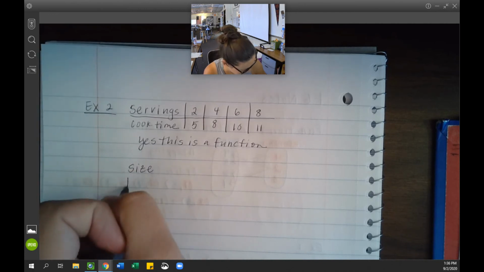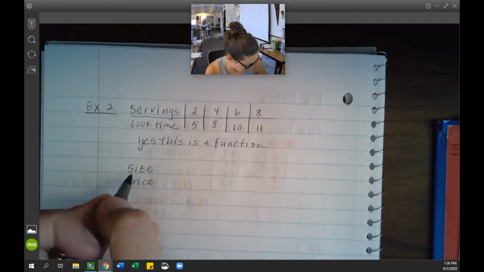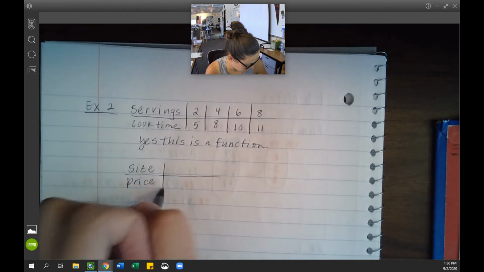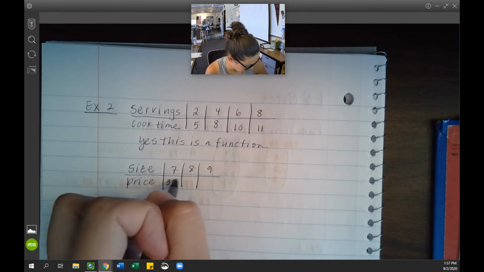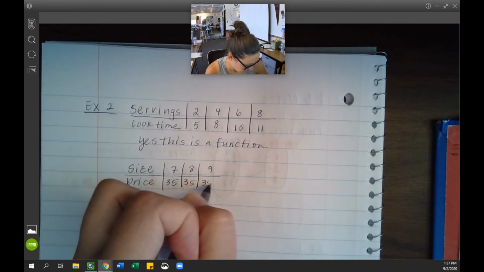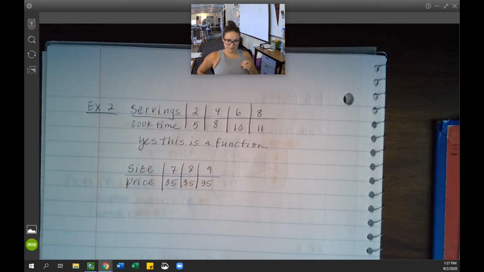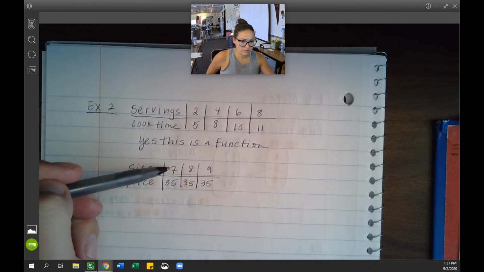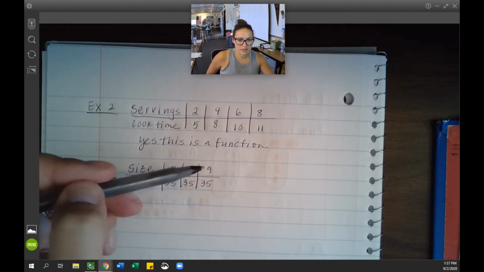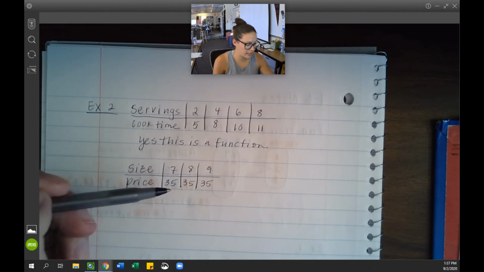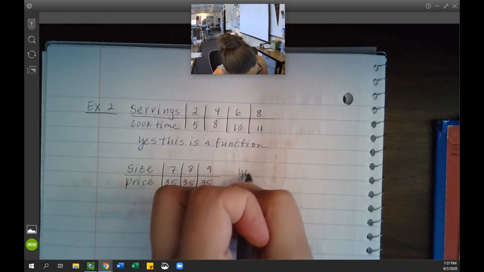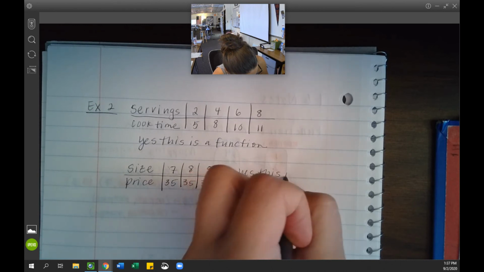Size, price. So we're talking about shoe sizes here. Does each x have one y? Yes, it does. Even though they all have the same y, each x value only has one y value. So yes, this is a function.